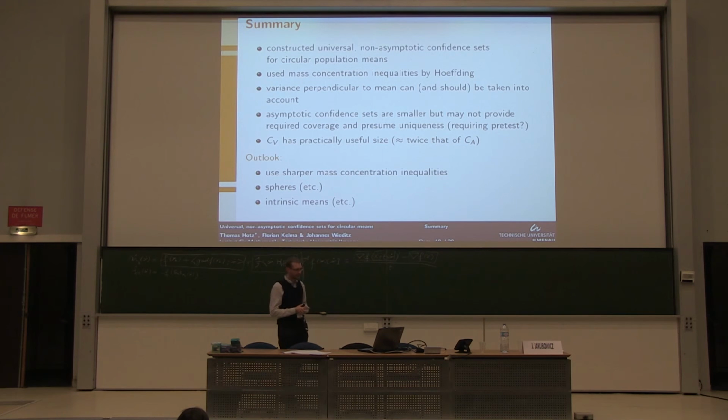What has been left open is how to do this on spheres. You could, of course, try to make the whole construction higher dimensional, but are there smarter ways of extending this? And it would be interesting to see whether one can do that for other kinds of means of the circle, intrinsic means, which are minimizers of squared arc length instead of squared chordal distances. That's for the future. Thank you.